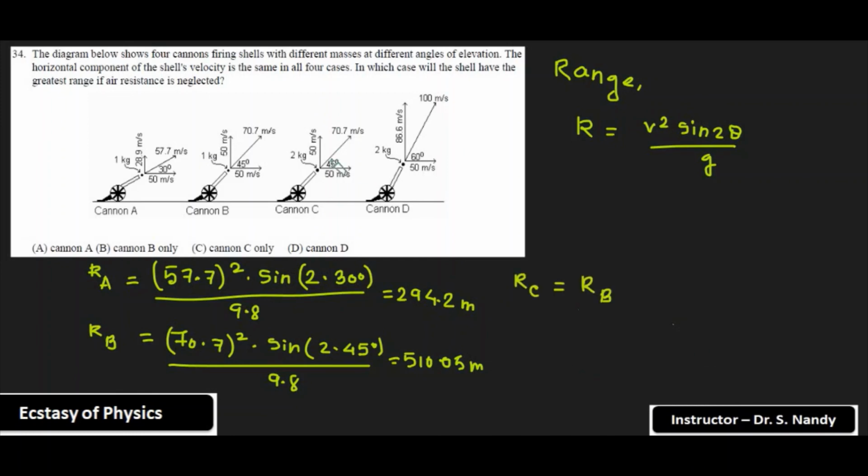510.05. And R_C, in case of cannon C, the initial velocity and the angle of projection are the same, which means the range traveled by cannon C will also be the same as B. From here we can conclude that the range is independent of the mass of the object. In case of cannon C, the mass is given as 2 kg. Now for cannon D, the initial velocity is 100 and the angle of projection is 60 degrees. If we substitute in this formula, we get 883.7, which means cannon D will have the highest range.